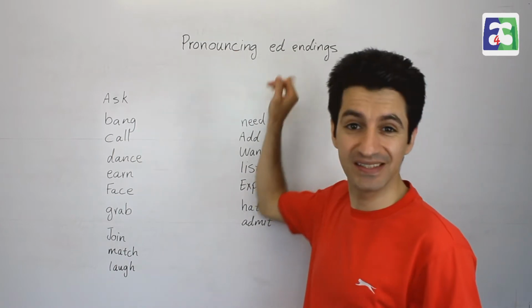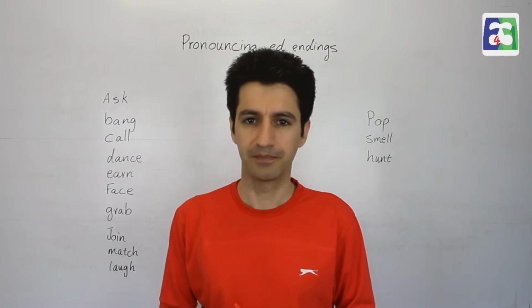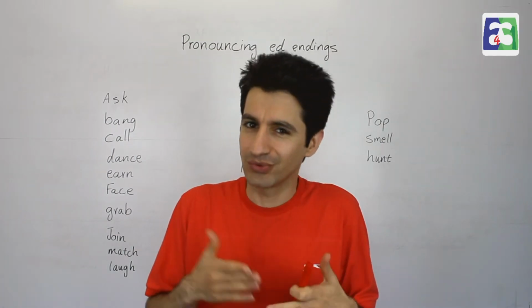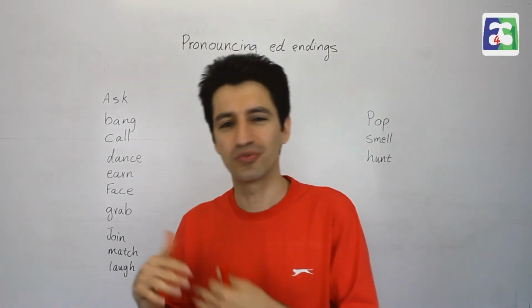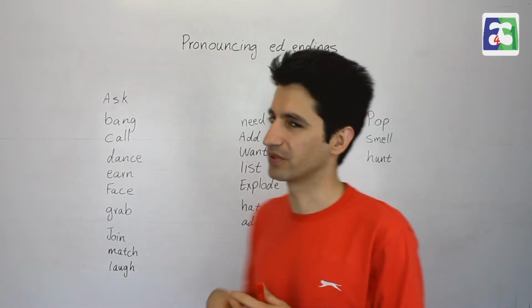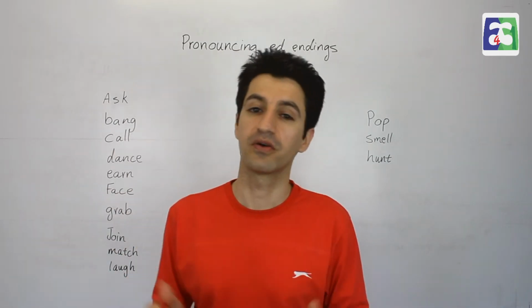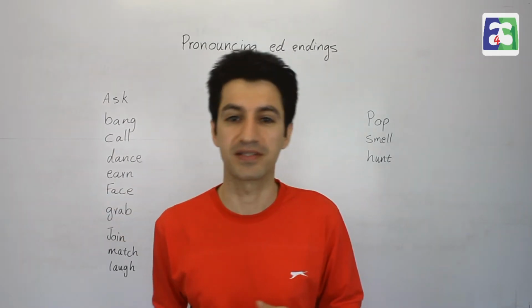Today in this video I am going to talk about pronouncing the ed endings. When we have a regular verb, we add ed to the end of the verb and change it to past, okay? Like these verbs over here, or these ones, or the ones over there. When we have these verbs, they are okay to be used in present.